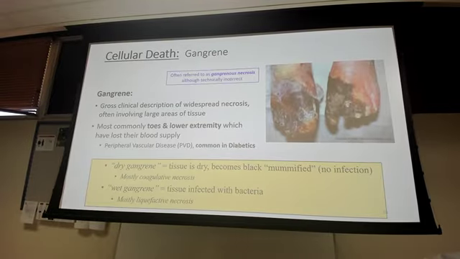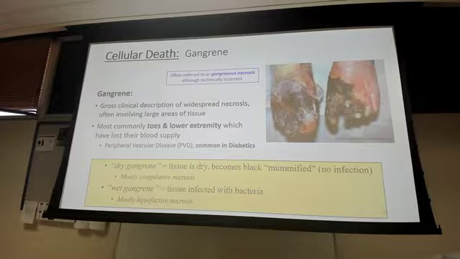And then gangrene. I want to point out that gangrene, all that means is it's just a clinical description of necrosis. We call it a gross description, not because it's gross like it's nasty, but when you see something visually, you can grossly see it, right? It's not a specific type of necrosis.